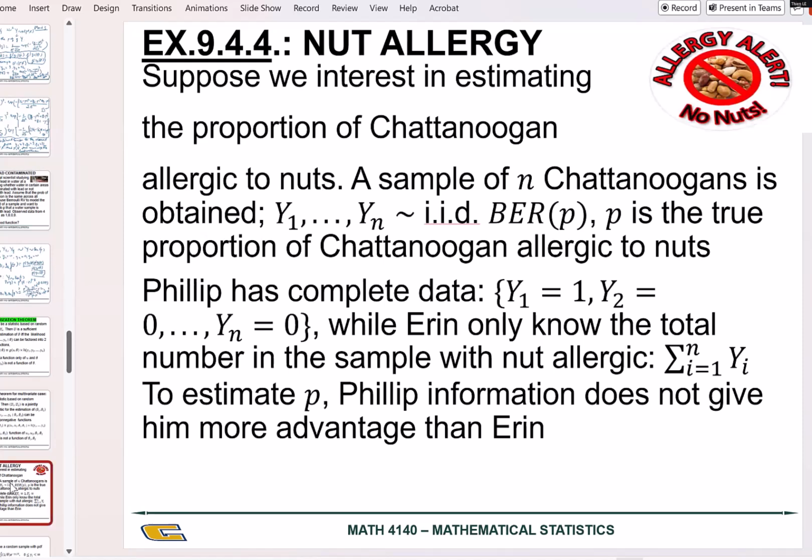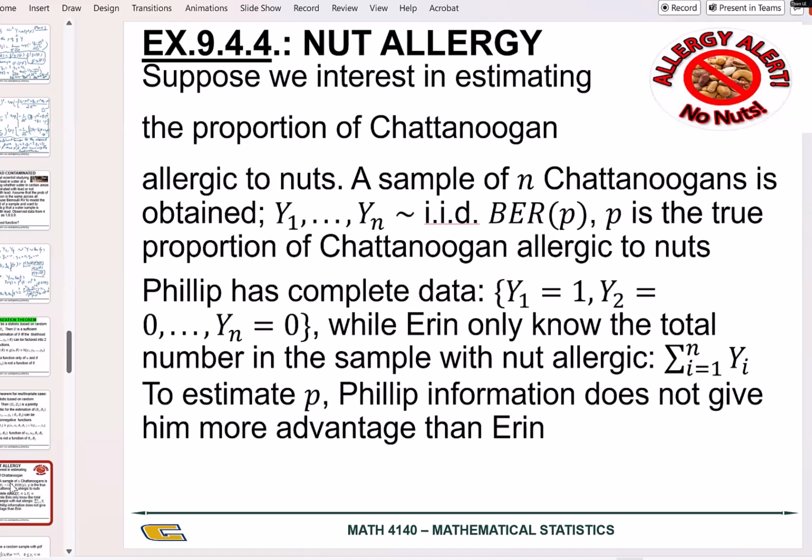So let's look at the example. It's pretty much the same fashion as what we saw before. Suppose we're interested in estimating the proportion of Chattanoogans allergic to nuts, and we have a sample of n Chattanoogans, say 10. Now we try to model this. One easy way to model it is that we model each person as Bernoulli P, where P is the true proportion of Chattanoogans allergic to nuts.